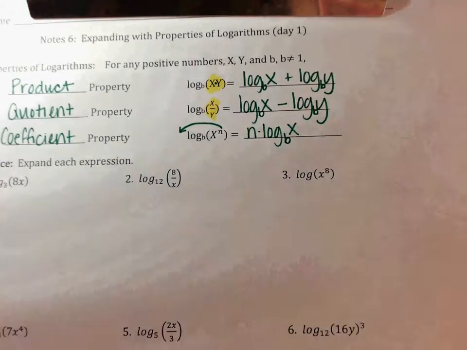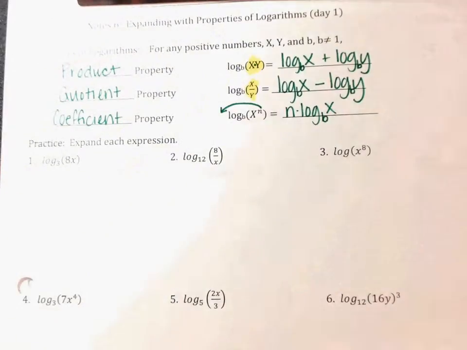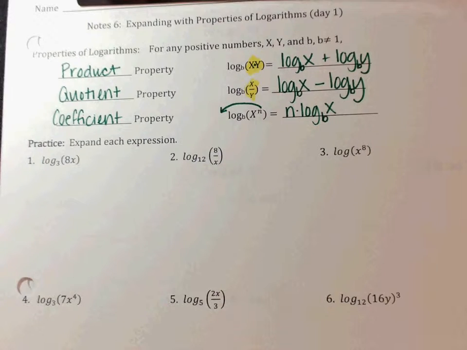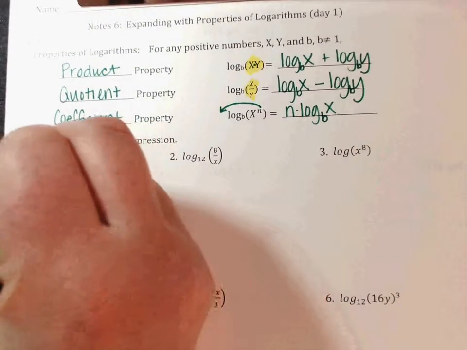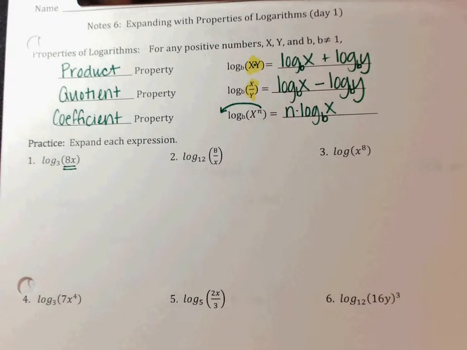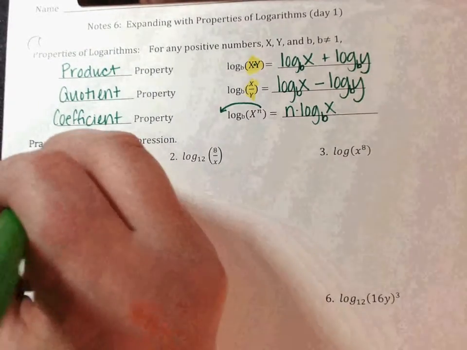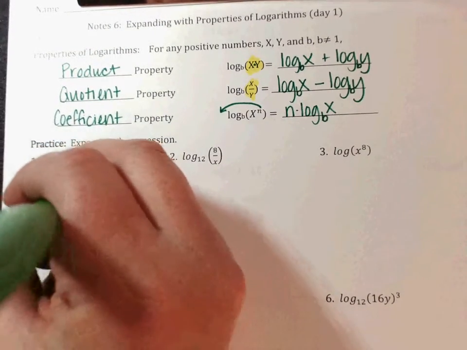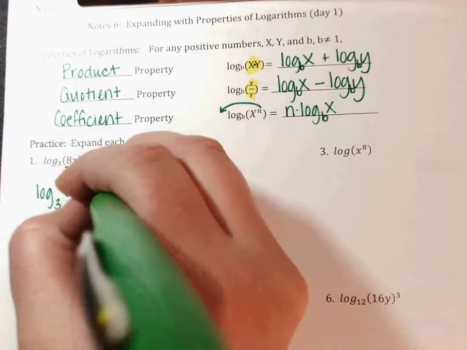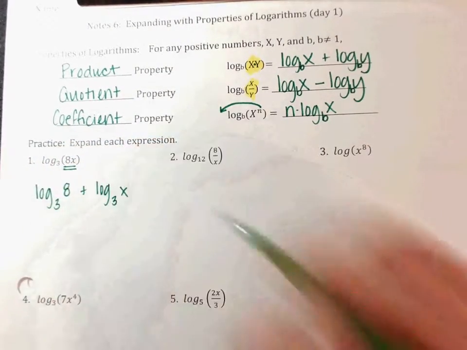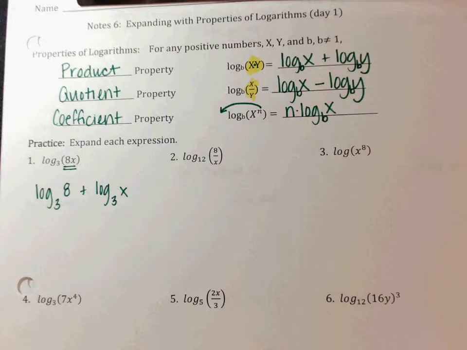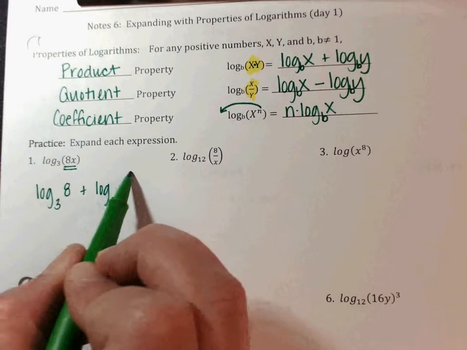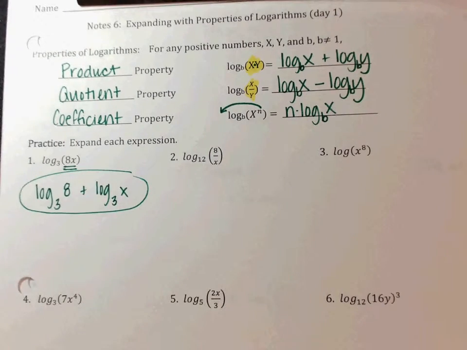So we're going to run through just that top row here. Okay, log base 3 of 8x. Okay, that's going to split up into 8 and x right now are multiplied. So would it split up into addition, subtraction, or coefficient? Addition. So it'd be log little 3 of 8 plus log little 3 of x. And you're done. Okay, we're just practicing expanding these. Okay, look at number 2.